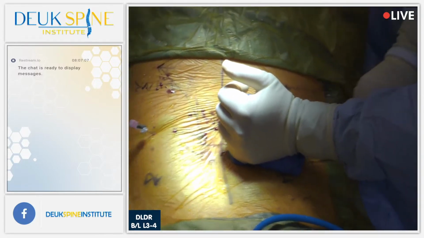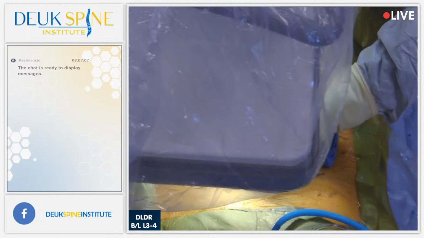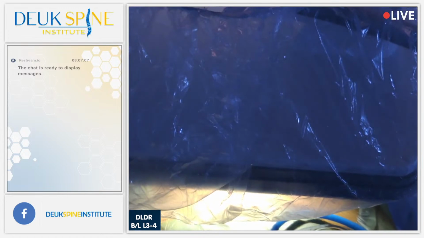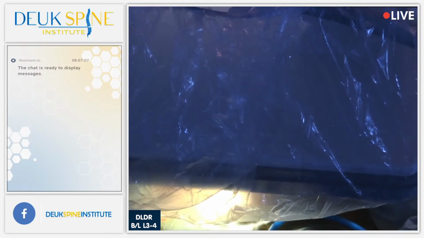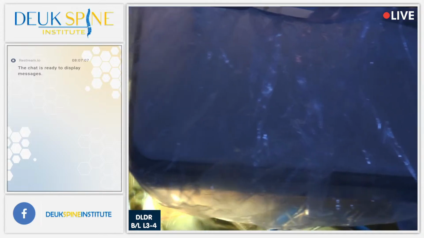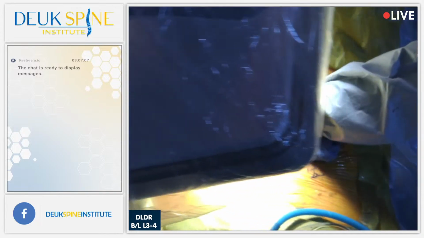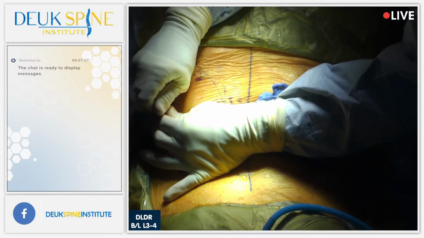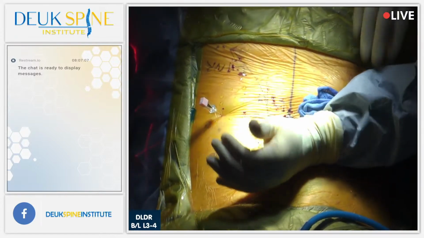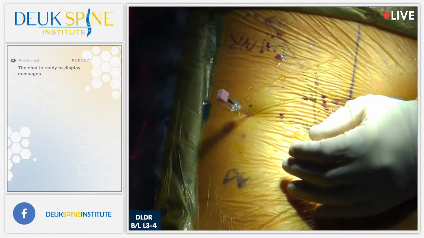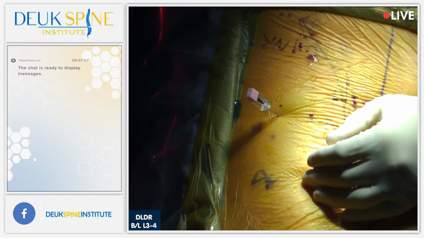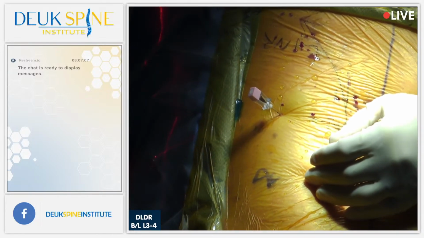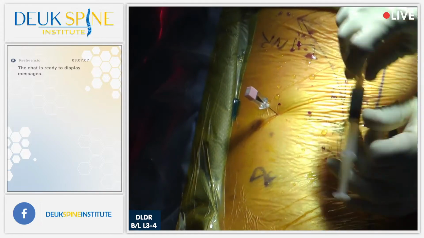As a matter of fact, it's the only procedure that can treat all stenosis of the spine. And for those of you who don't know where stenosis occurs, there are 4 places. There's central, there's lateral recess, there's foraminal, and there's extraforaminal. And this procedure can treat central, lateral recess, foraminal, and extraforaminal stenosis.